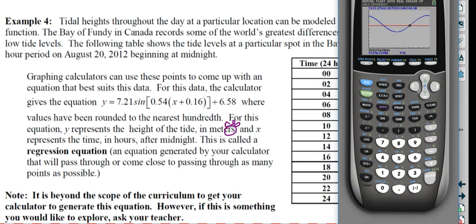Okay, so here's what we're going to do. I'm just going to go to y equals, and I'm going to clear out everything that's in there. Clear, clear. Okay, put the equation in: 7.21 sine, bracket, 0.54, bracket, x plus 0.16, bracket, bracket, plus 6.58. Okay. Then what?